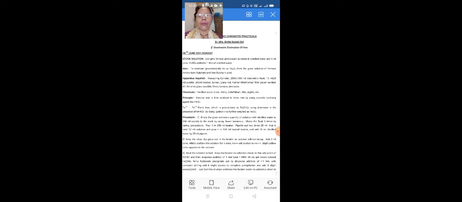So today's aim of your practical is to estimate gravimetrically iron as Fe2O3 from the given solution of ferrous ammonium sulfate. Okay, now for this purpose, if we want to dissolve it, we require the proper quantities. That's why we have to use the apparatus in a proper manner. So what kind of apparatus will we require?